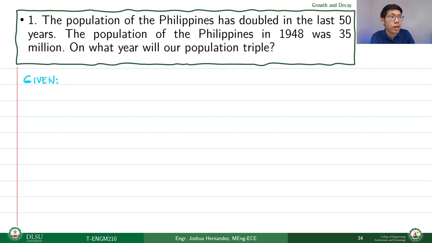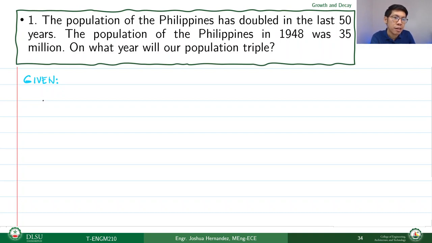Okay. Let us quantify. Yun pala yung word na hinanap ko. Let us quantify the problem. Kumbaga, himay-himayin natin ang problem. So, what are the given? Sabi dun sa first sentence, the population of the Philippines has doubled in the last 50 years. Medyo vague siya kung iisipin, ano?